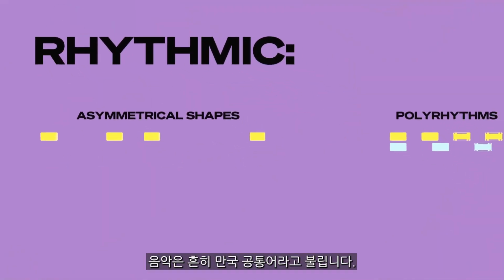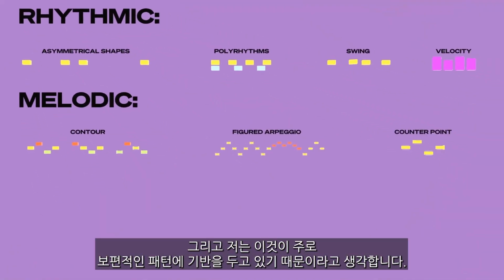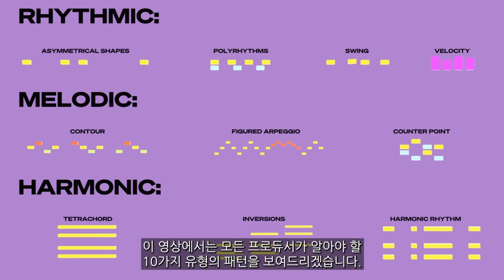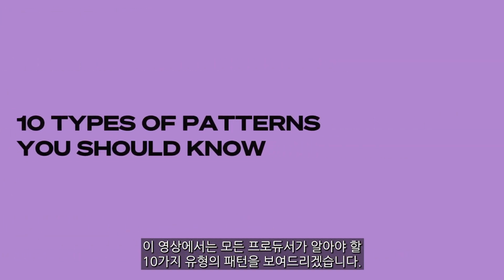Music is often referred to as a universal language, and I think this is largely because it's based off of universal patterns. In this video, I'm going to show you 10 types of patterns every producer should know.